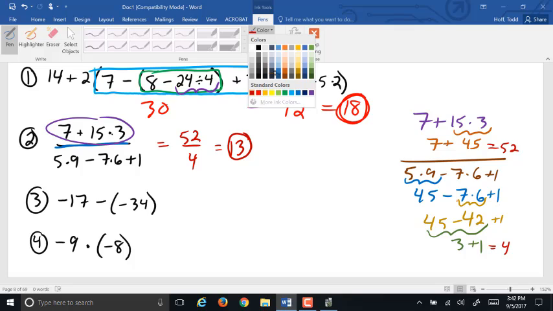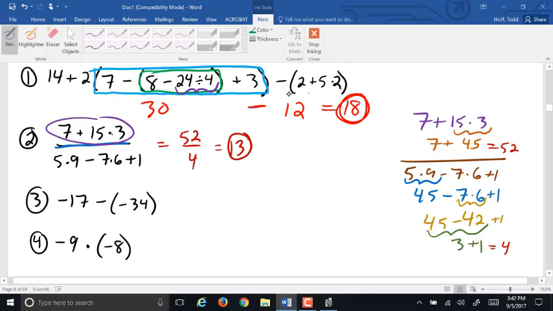The next two are dealing with the integers, the negatives. And I did subtraction and multiplication, just because multiplication and division are very similar, and subtraction is going to become addition anyway. So for number 3 here, what did you get? Positive 17. Anybody get anything different? Yeah, the negative 17 doesn't change. Remember, the operation always operates on the number that comes after it. So subtracting a negative 34 is the same as adding a positive 34. We've got negative 17, positive 34. We end up at positive 17.